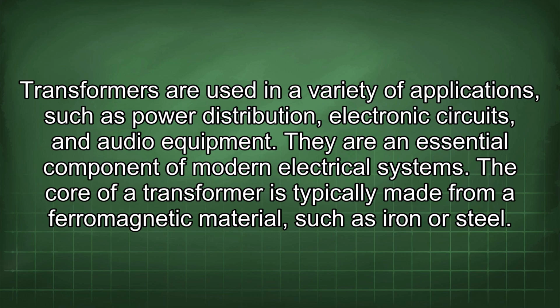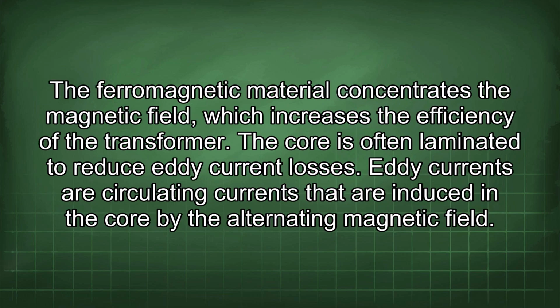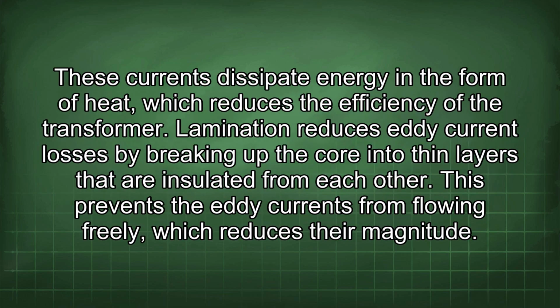The core of a transformer is typically made from a ferromagnetic material such as iron or steel. The ferromagnetic material concentrates the magnetic field, which increases the efficiency of the transformer. The core is often laminated to reduce eddy current losses. Eddy currents are circulating currents that are induced in the core by the alternating magnetic field. These currents dissipate energy in the form of heat, which reduces the efficiency of the transformer. Lamination reduces eddy current losses by breaking up the core into thin layers that are insulated from each other. This prevents the eddy currents from flowing freely, which reduces their magnitude.